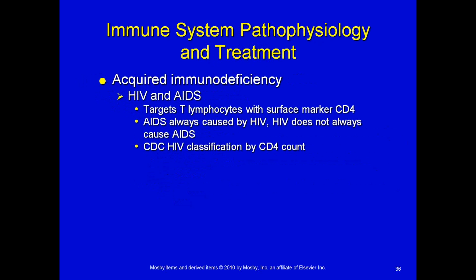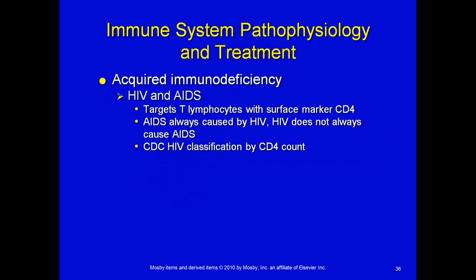Acquired immunodeficiency refers to HIV and AIDS. HIV is the human immunodeficiency virus, and AIDS is acquired immune deficiency syndrome. HIV and AIDS targets the T lymphocytes with surface marker CD4. AIDS is always caused by HIV, but HIV doesn't always cause AIDS.